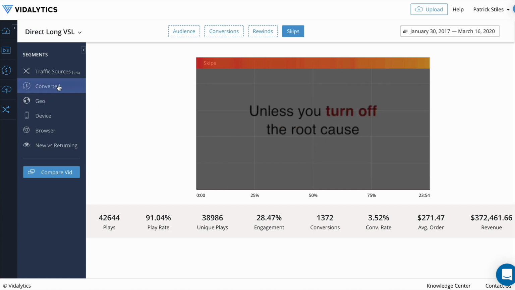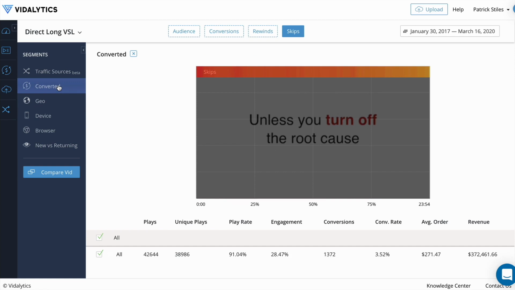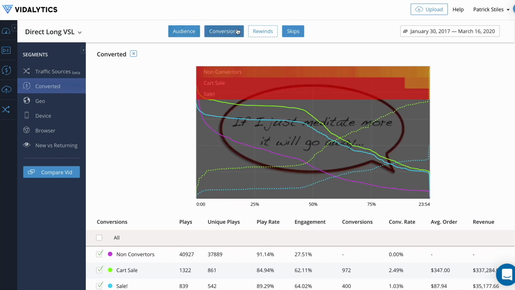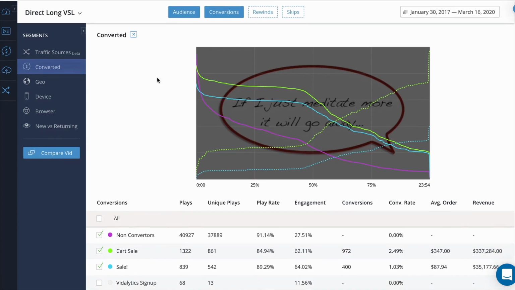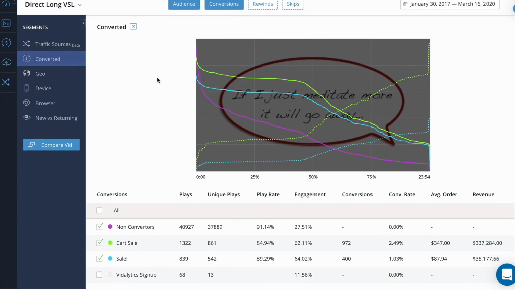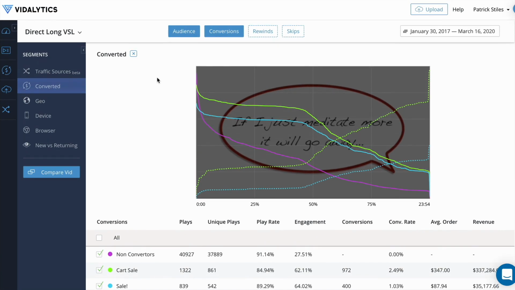And another segment that I want to show you though is converted. And this is where we can have different groups of users. All right, so we have buyers and non-buyers basically here in different groups. And you can see right here that we have a lot of different lines and graphs going on this chart. So it's a little kind of messy.